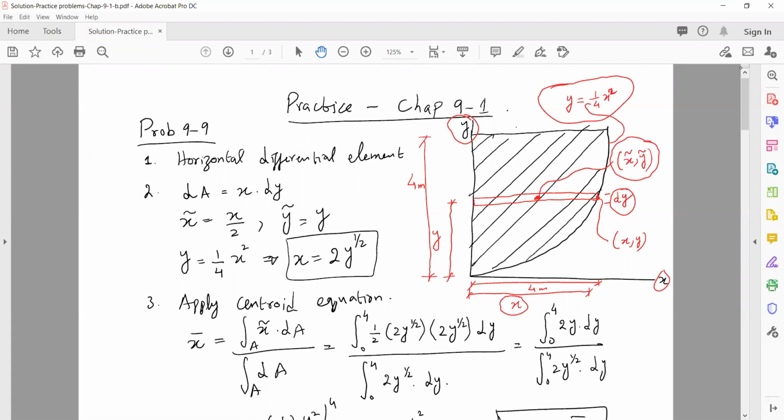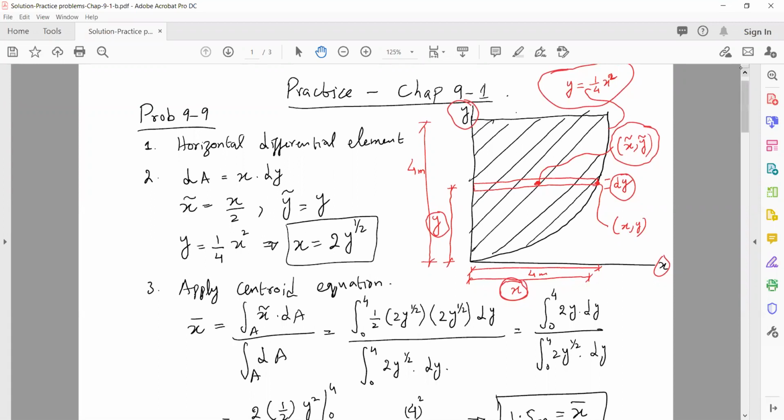Now the coordinates of this point are x and y, right? And so this guy is y, right? And this guy, we already know that this is x. Okay. All right. So now we got everything we need, so now we can come back and apply the equations.